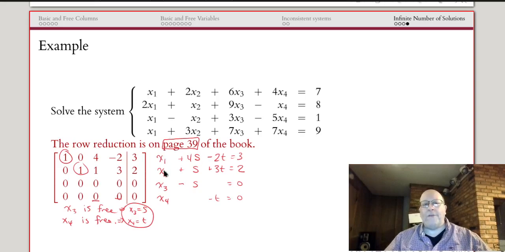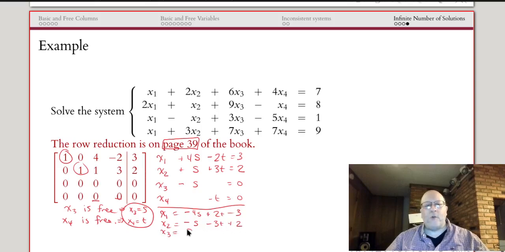That's how I fill out my extra 2 equations, so I have an equation for each variable. I now get these variables by themselves, which means moving everything to the other side. And so x1 is going to equal negative 4s plus 2t minus 3. x2 is going to equal negative s minus 3t plus 2. x3 is going to equal s, and x4 is equal to t.